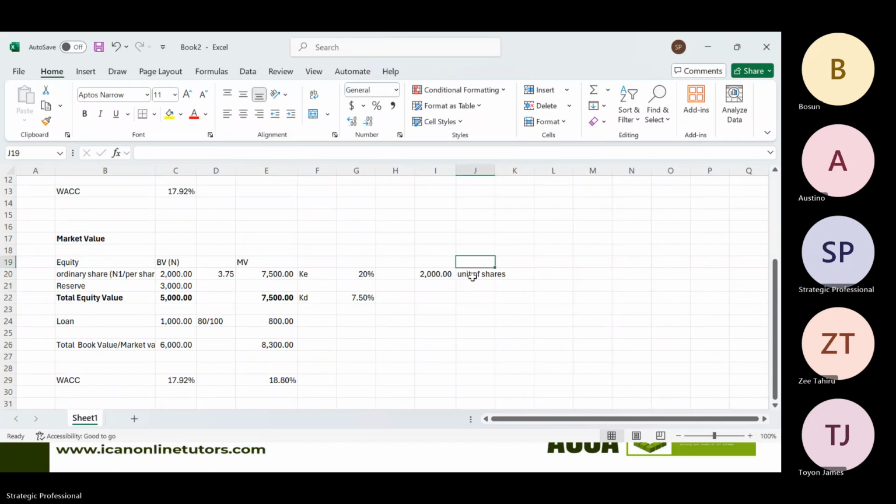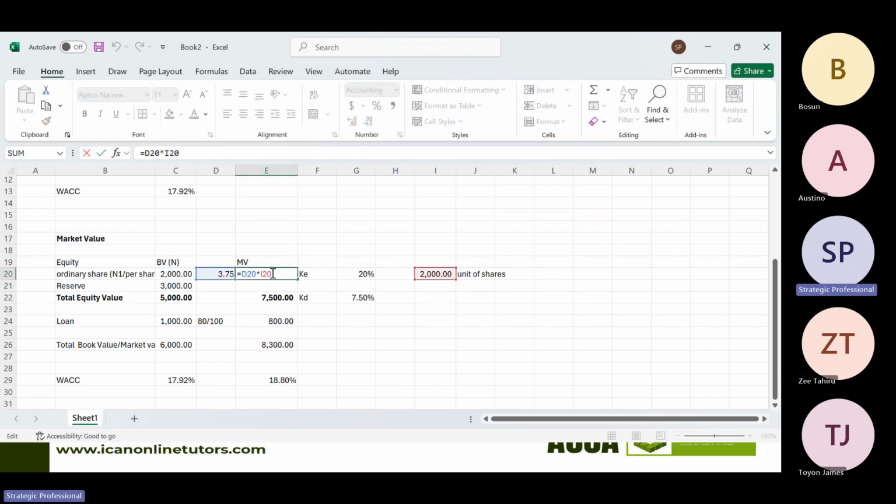I want to correct you on something before I move on, because most students usually make that mistake and fall into that error. Austin, if you remember, initially when I wanted to multiply the book value, I first did 3.75 multiplied by the book value, 2,000. And I said, no, that's not correct. Normally, you are supposed to get the unit of shares first. Unit of shares, right?